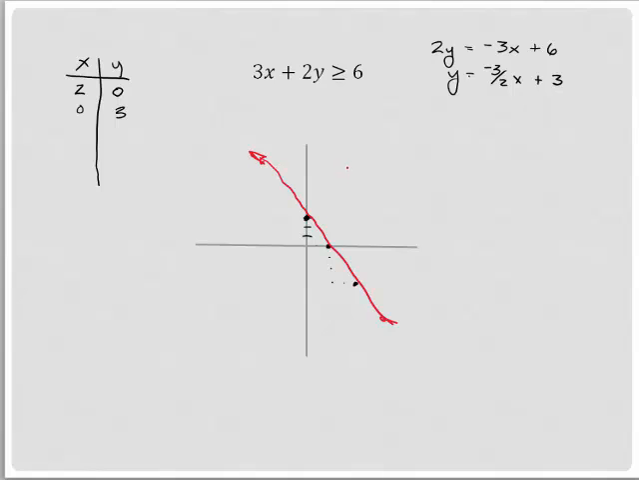Okay, now again, it's an inequality, so we've got to decide upper or lower. And if we don't remember the rules, it's easy enough. Here's my number again, 0, 0. Let's put in 0 and 0. Is it greater than or equal to 6? No, it's not. Therefore, this side of that line is the answers.